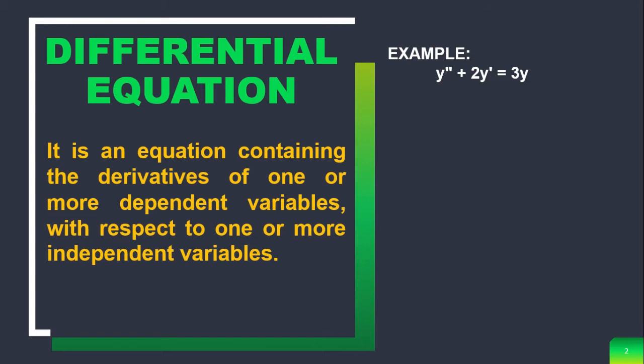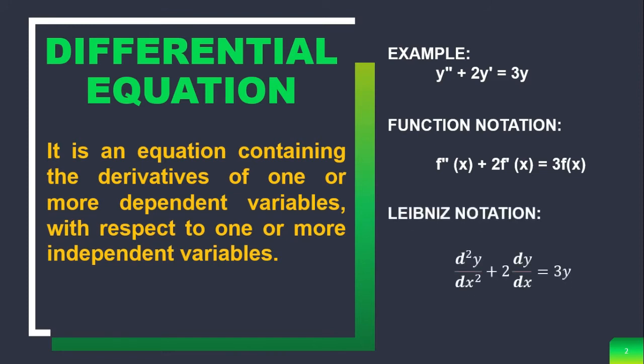And we have different forms of how to write a certain differential equation, including function notation and Leibniz notation. So here it goes, a function notation and Leibniz notation. We have the second derivative of y with respect to x plus 2 times the derivative of y with respect to x is equal to 3y.